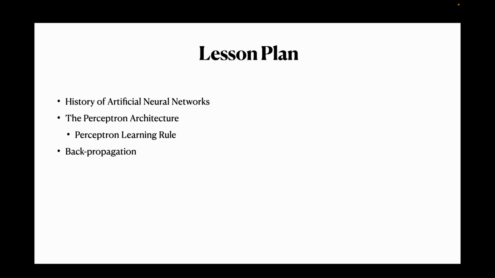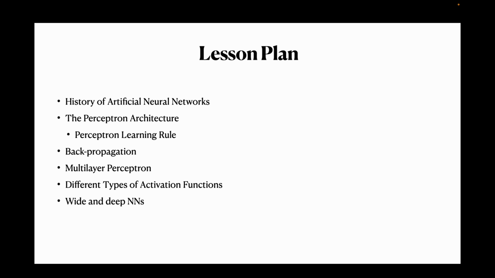And we are going to spend a little bit of time on one of the most powerful algorithms that revolutionized neural networks, back-propagation. And then we talk about multilayer perceptrons, and then discuss a little bit about different types of activation functions, wide versus deep neural networks, and we discuss if depth is better, if you have many layers, or if width is better, and lastly, some hyperparameters to tune.